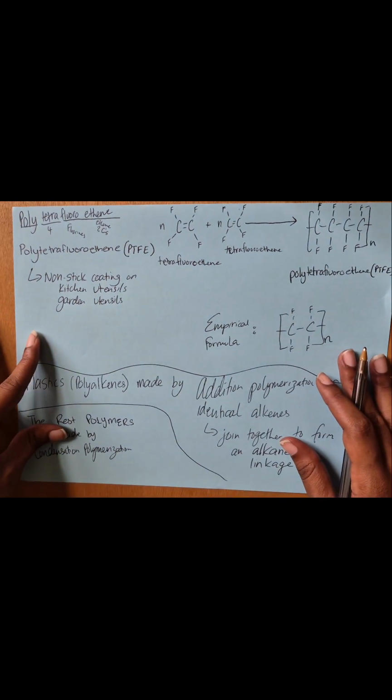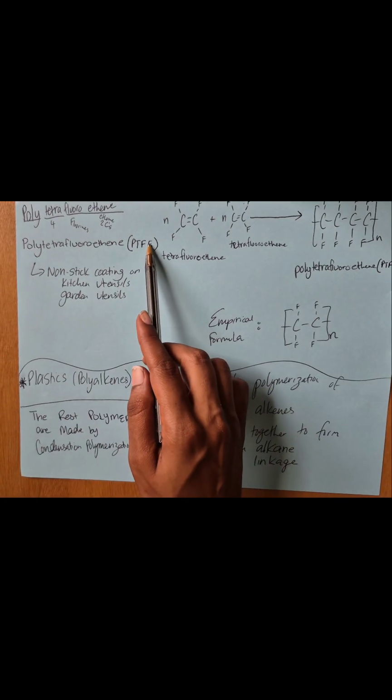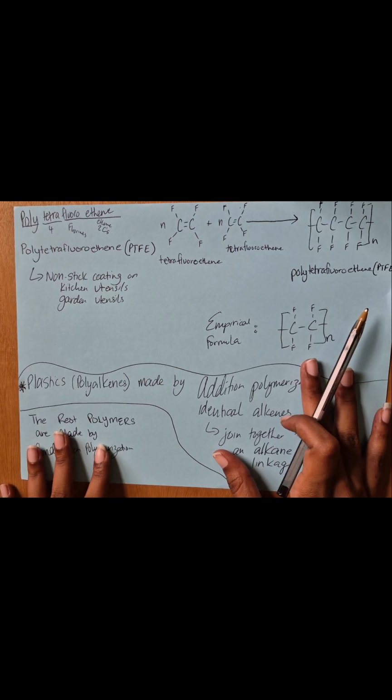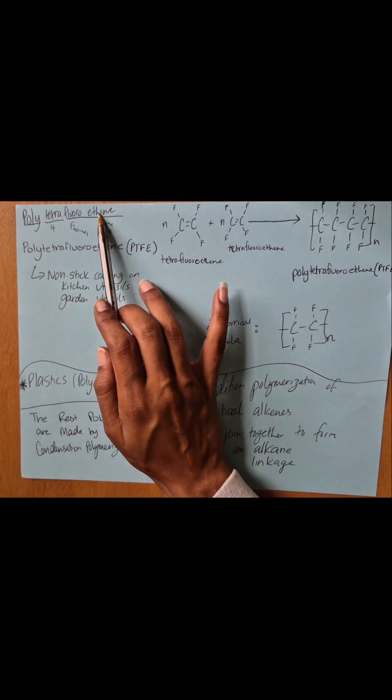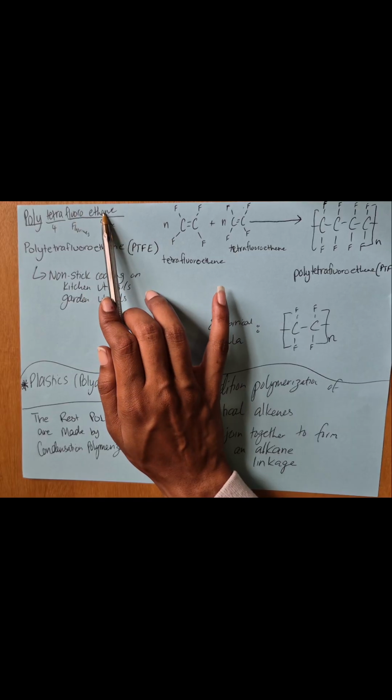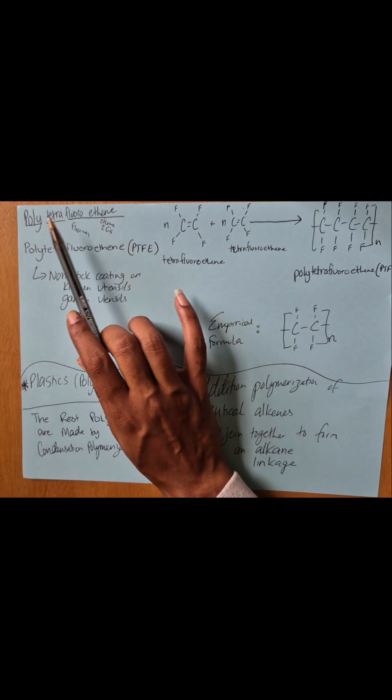We have one more plastic to learn, and it's called polytetrafluoroethene. It's a very long name. PTFE for short. Let's break it down. So we already know that if we take off the word poly, then we'll figure out what our monomer is. So our monomer is tetrafluoroethene. That means 4 fluorines on an ethene, pretty much.